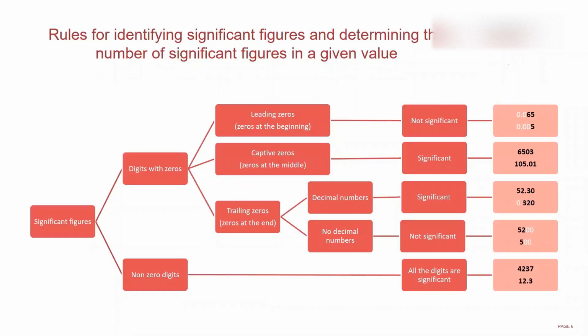Let's see how to find the number of significant figures in a given value. We'll take some examples and we'll discuss the rules applied when we are finding the number of significant figures in a given value. Let's take a number which doesn't have any zeros. So for example, 4,237. In this number, we don't have any zeros, so all the numbers are significant. So here we have 4 significant figures.